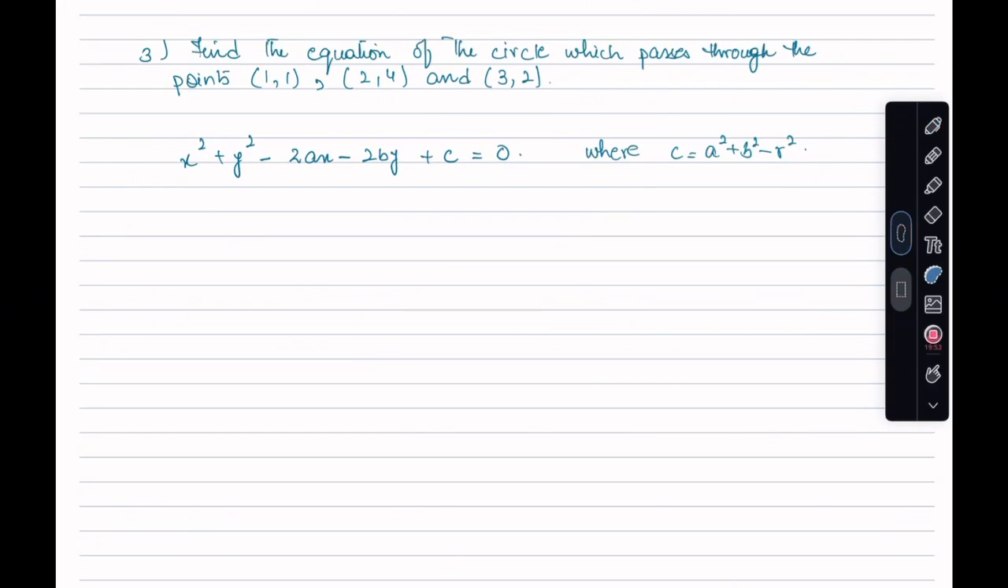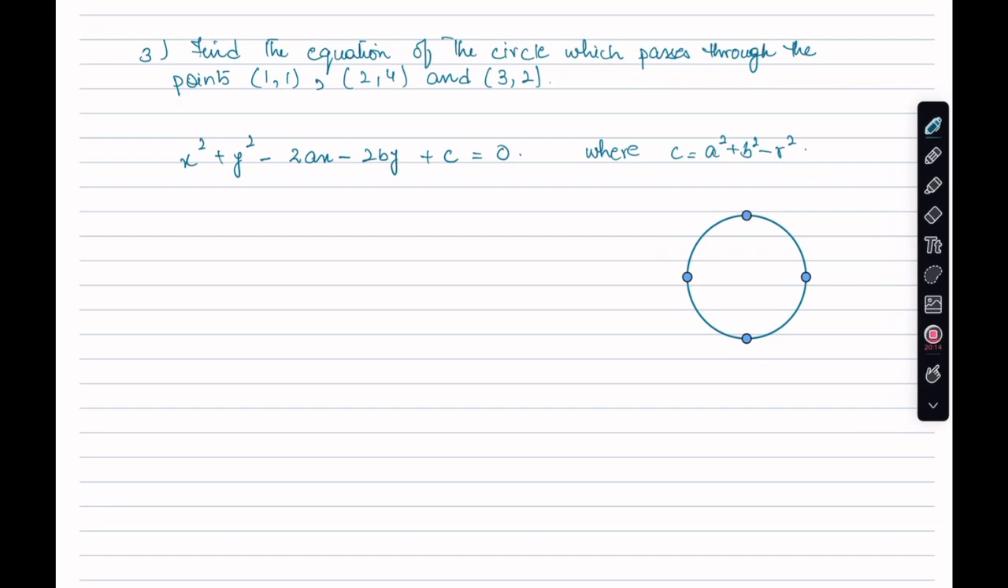So the third question is to find the equation of the circle which passes through the points 1, 1, 2, 4 and 3, 2. Meaning if we are given a circle, there are 3 points to this circle. One is 1, 1, the second is 2, 4 and the third is 3, 2. So let's say that the 3 points are here such that let's say it's the point P which is 1, 1.